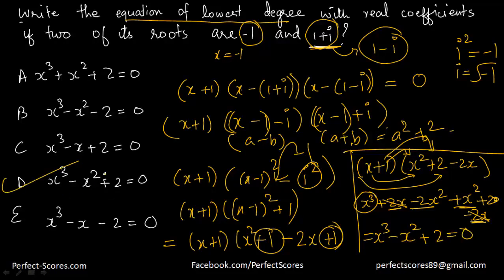That means my answer is option D. So I hope you're able to understand what I'm trying to say here, guys. We actually use the concept that the conjugate roots come in pairs. The complex roots come in pairs. That's what I wanted to say.